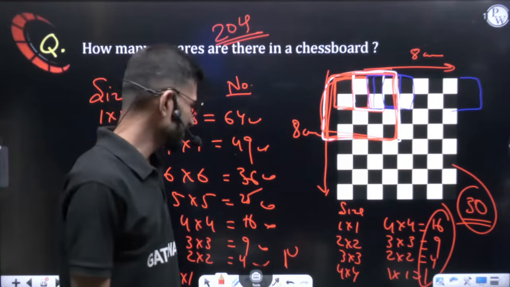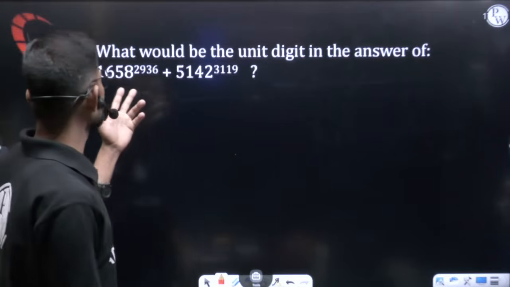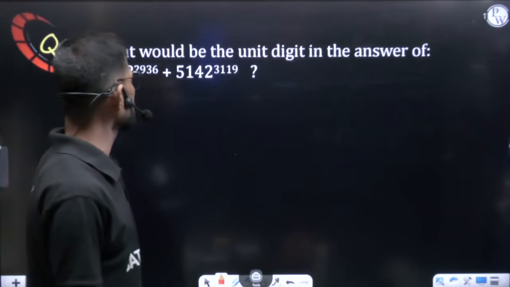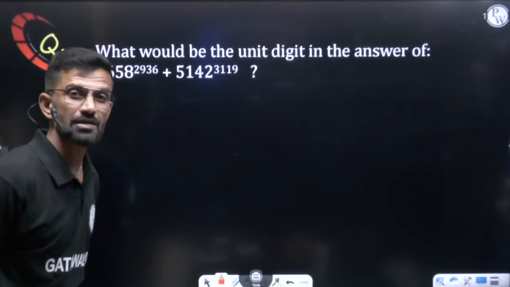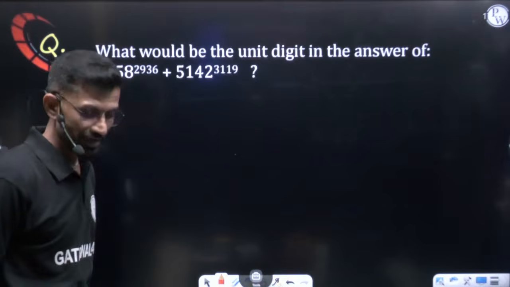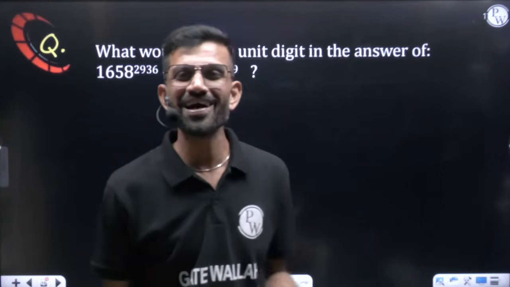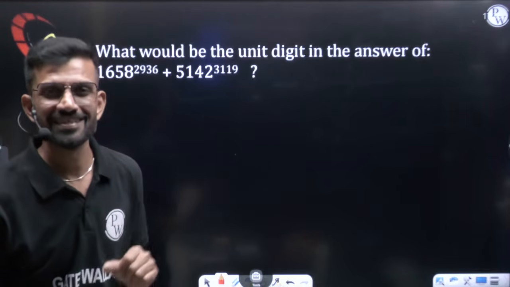So moving further, more calculation. Let's see. What would be the unit digit in the answer of 1658 to the power of 2936 plus 5142 to the power of 3119? Oh my God, my calculator won't say the answer. No need to worry, no need of answer. They are asking you the unit digit, the last digit.